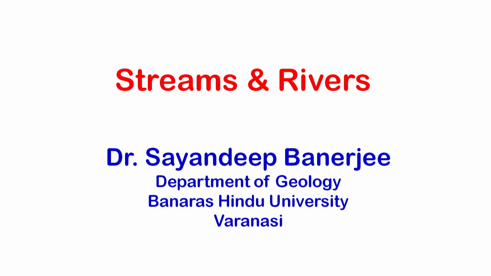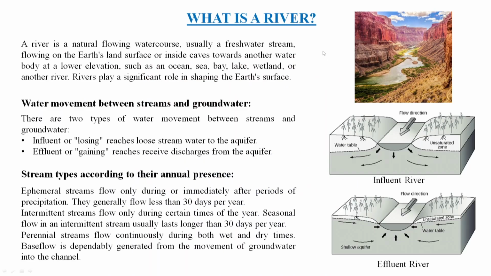around the globe. First, we will start with what a river is and how it contributes to the process of erosion. A river is nothing but a natural flowing water course, usually a freshwater stream flowing on the earth's land surface or inside caves towards another water body at a lower elevation, such as an ocean, sea, bay, lake or wetland, or sometimes even another river. Many smaller rivers might form a large river in its downslope region. So, rivers play a significant role in shaping the earth's surface.